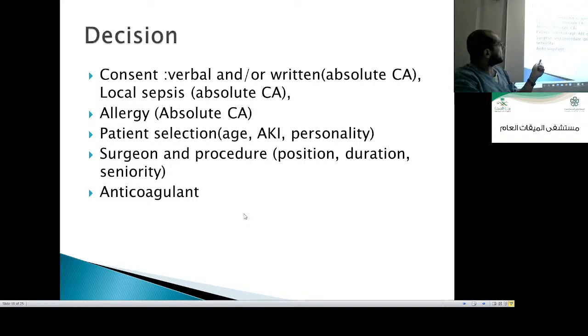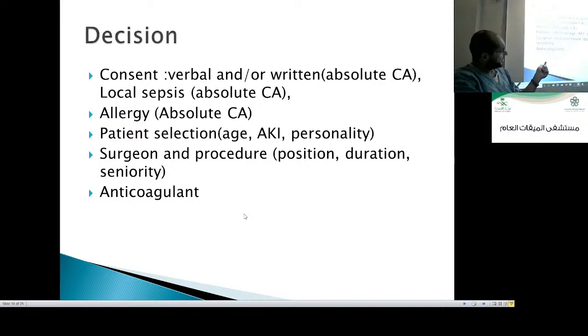And the patient type itself, like a young anxious patient or a patient with a psychological problem, in anxiety or in depression or in agitation, and acute kidney injury patients who are more liable to toxicity.